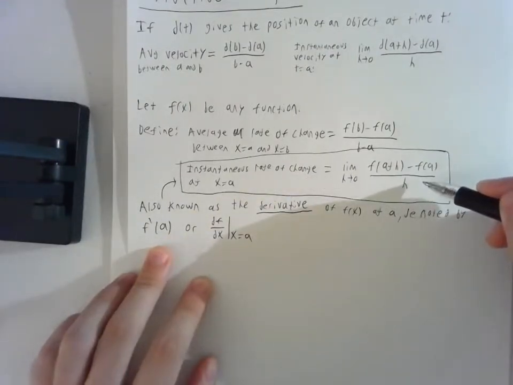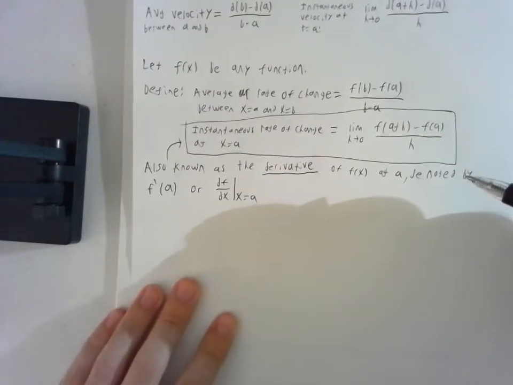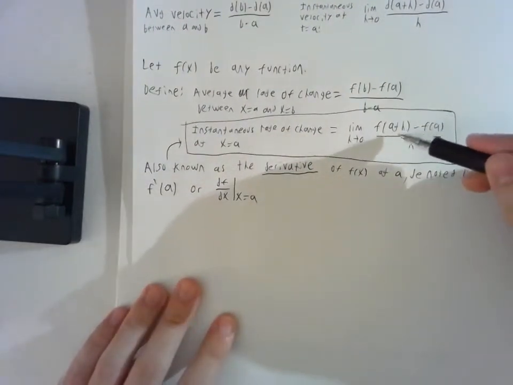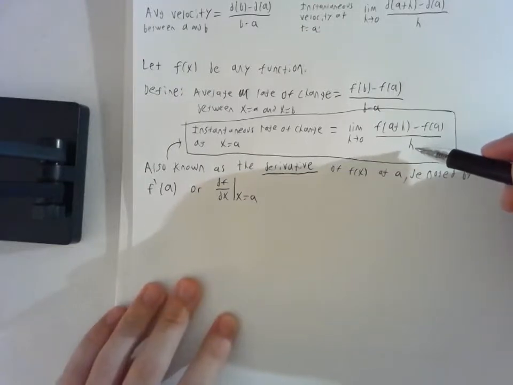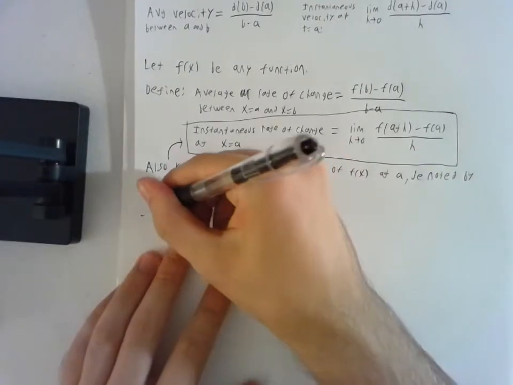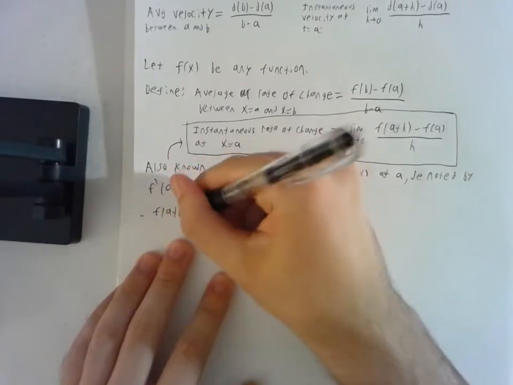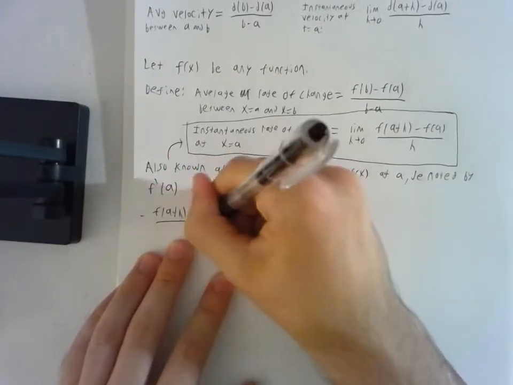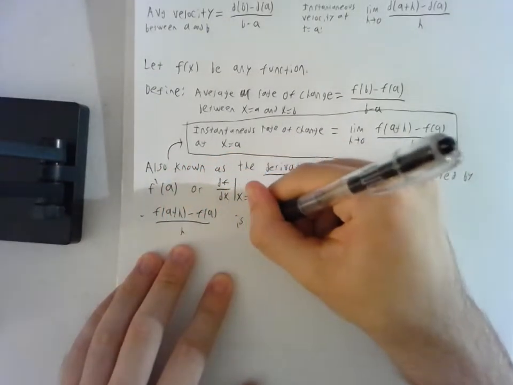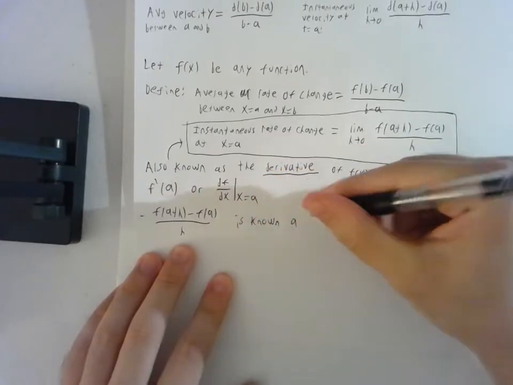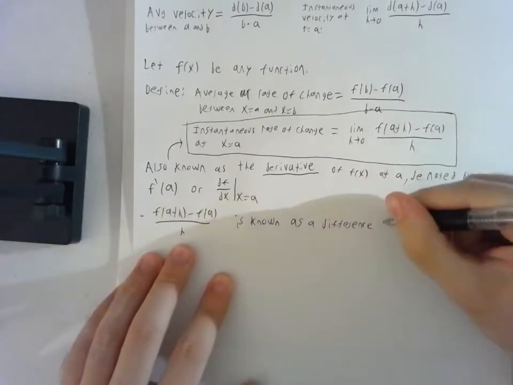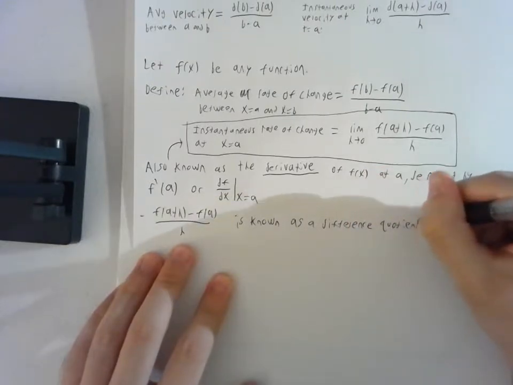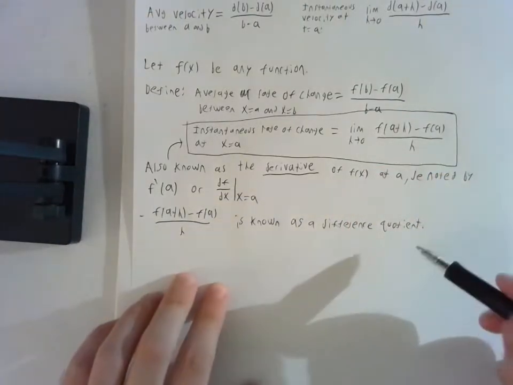By the way, this thing, f of a plus h minus f of a over h, has shown up a lot, so it's convenient to give that a name. So f of a plus h minus f of a divided by h is what we call a difference quotient. So you'll probably see that referred to in the textbook, and I may use that in lectures as well.